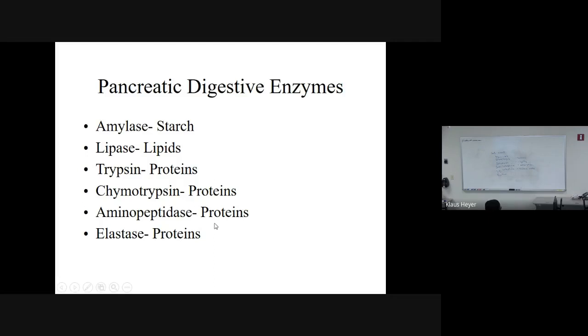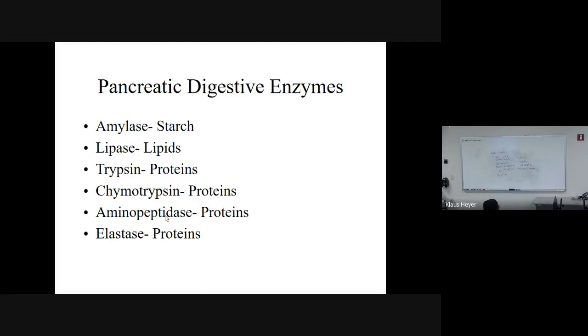Elastase. If you look at the spelling of it, it ends with ASE, therefore we know it's an enzyme. And it looks like elastic, so it's breaking down elastic fibers. Aminopeptidase, ASE enzyme, peptide. When I see the word peptide in something, that tells me it's a protein. So it's an enzyme that breaks down proteins.